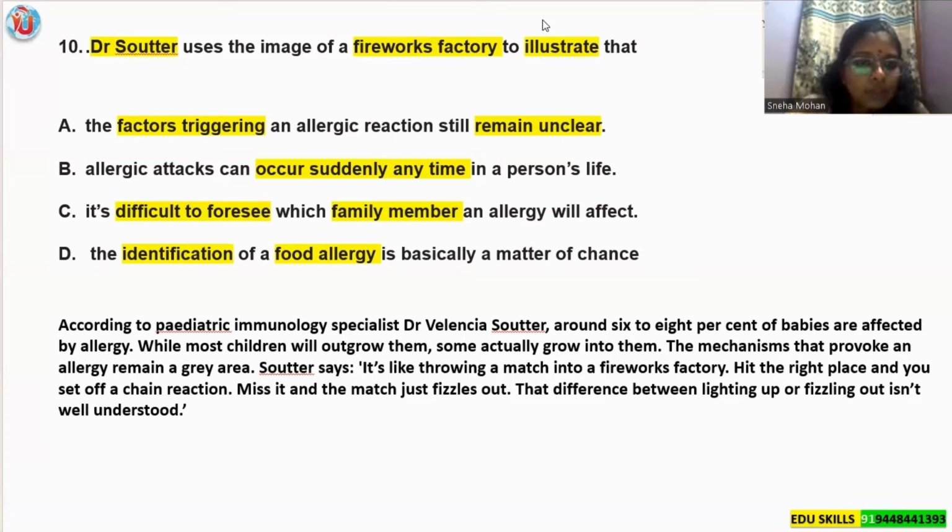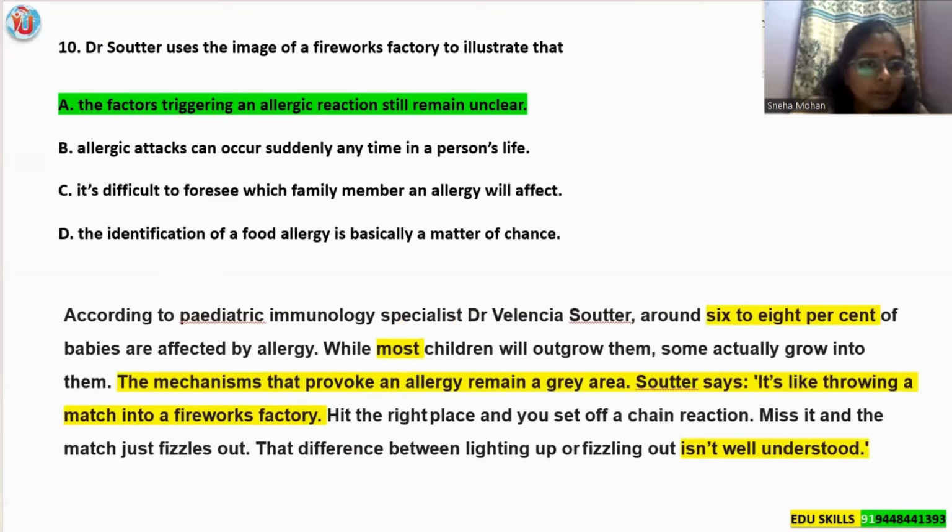Yes, the correct answer option here, most of them have put as A. Yes, you're right. The correct answer option for question number 10 is answer option A. The factors triggering an allergic reaction still remain unclear. If you have read the text, whenever you see a name, you just have to go and read after the name. See, it is mentioned, Sauter says, it's like throwing a match into a fireworks factory. Hit the right place and you set off a chain reaction. Miss it and the match just fizzles out. The difference between lighting up or fizzling out is not well understood.